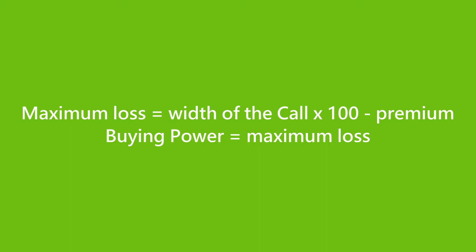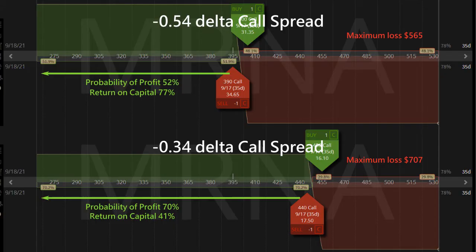So when the call strike's width stays the same, a more negative delta leads to a higher premium, lower maximum loss, and higher returns. Let's look at two bear call spreads with the same $10 widths. When the short call is at negative 54 delta, the maximum return is 77%. When the short call is at negative 34 delta, the maximum return is 41%. The more negative the delta is, the greater the return on capital.